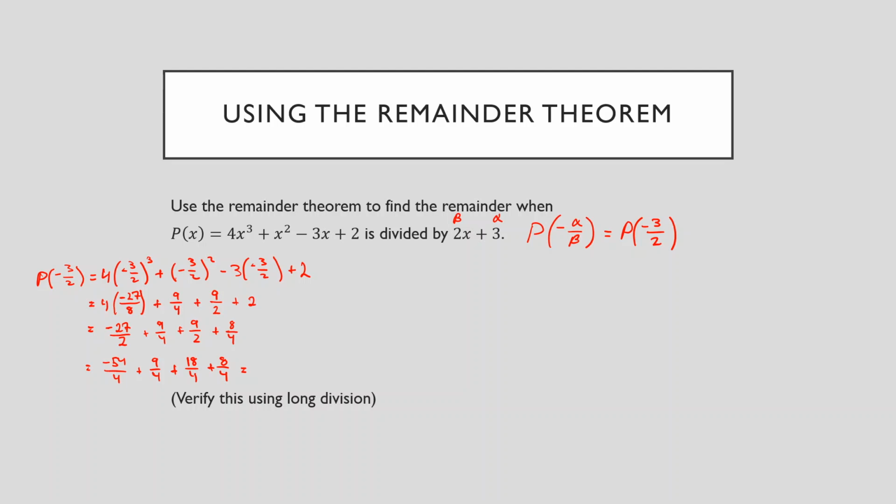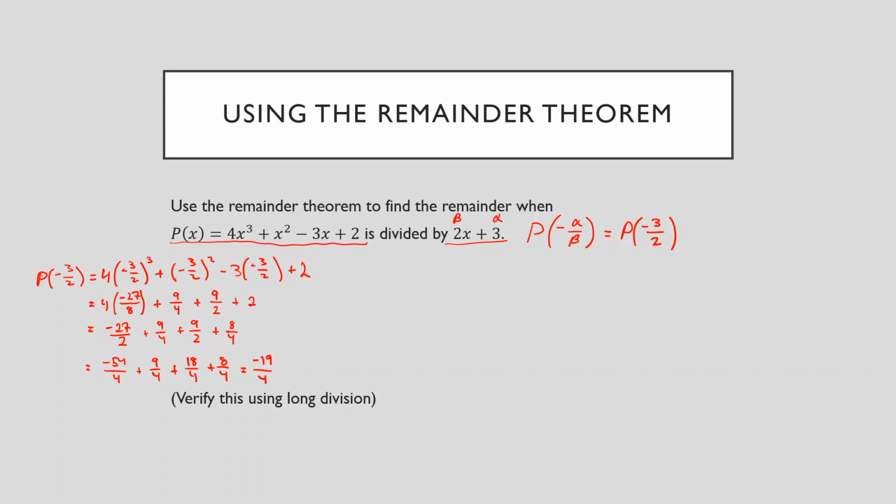Okay, now that they're all over 4, we know our final answer will be over 4 as well. And now you just have to add the numerators together. So negative 54 plus 9 plus 18 plus 8 should give you negative 19. Okay, I did that quickly because I've already done this question. So don't expect to add things up that quickly, just take your own time. So what that tells us is that when we divide this polynomial by this factor here, we should get a remainder of negative 19 over 4.